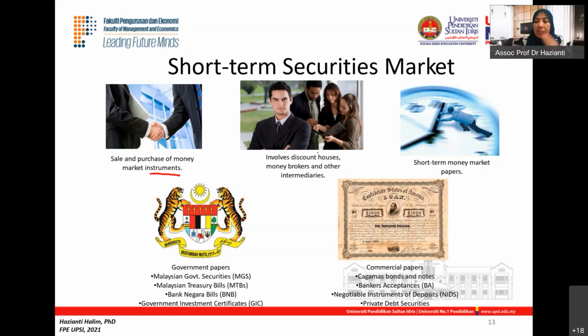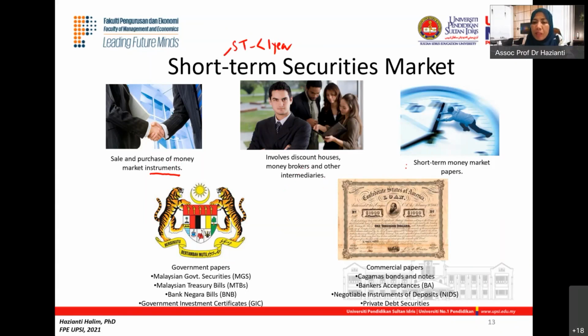So kertas je, kertas yang ada value lah. Alright, so these are actually the sale and purchase of money market instruments. So again, this is short term, which means less than 1 year. Alright, so it involves discount houses, money brokers, and other intermediaries.